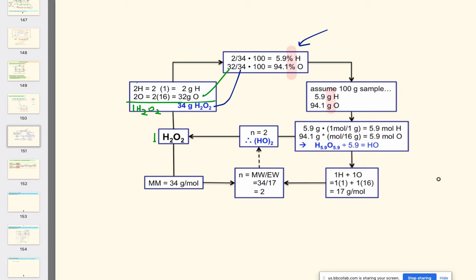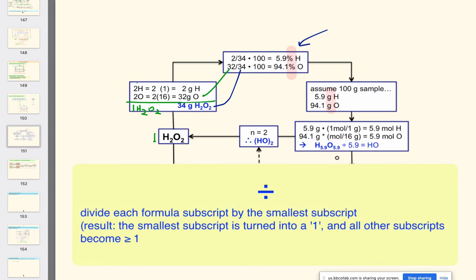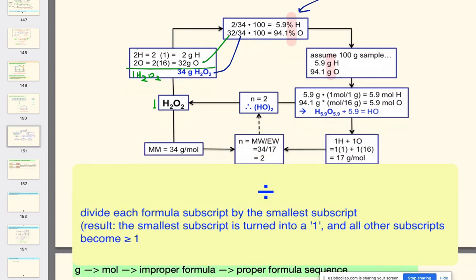So what's my new formula? Well, it's kind of weird right now. Let's just write it. So I have H 5.9. And I've got O 5.9. Well, you can't do that, right? You can't do that. Formulas have to be what? Whole integers.